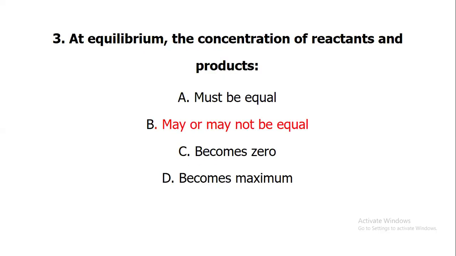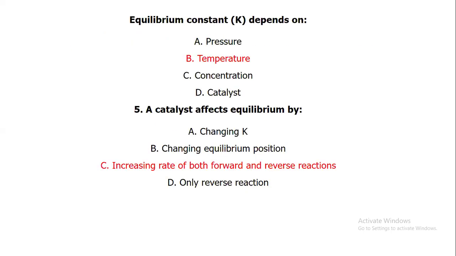At equilibrium, the concentration of reactants and products may or may not be equal. Equilibrium constant K depends on temperature. A catalyst affects equilibrium by increasing the rate of both forward and reverse reactions.